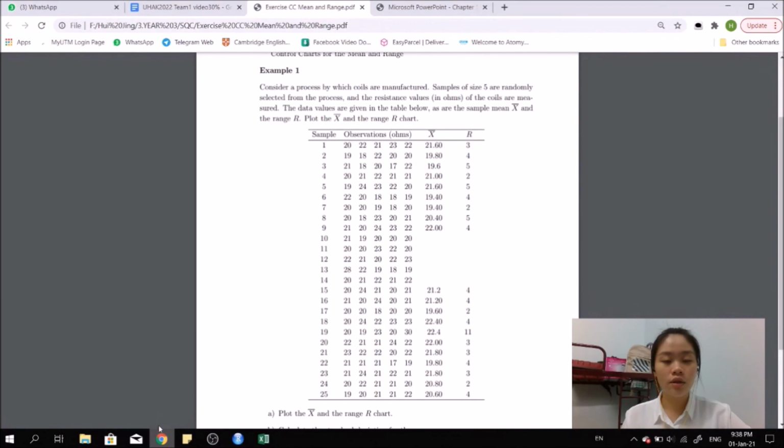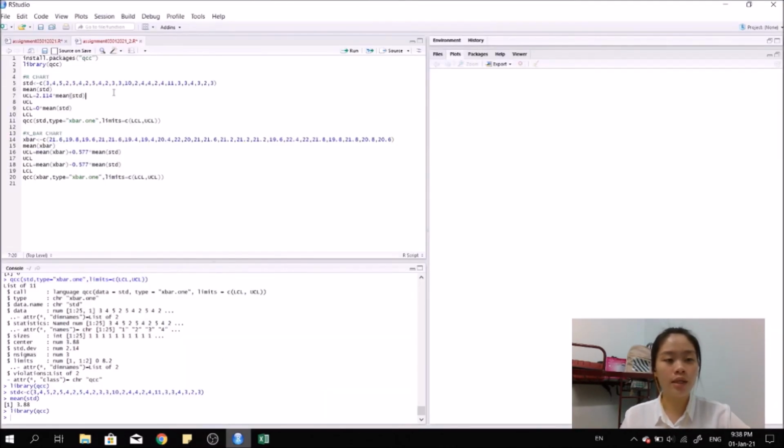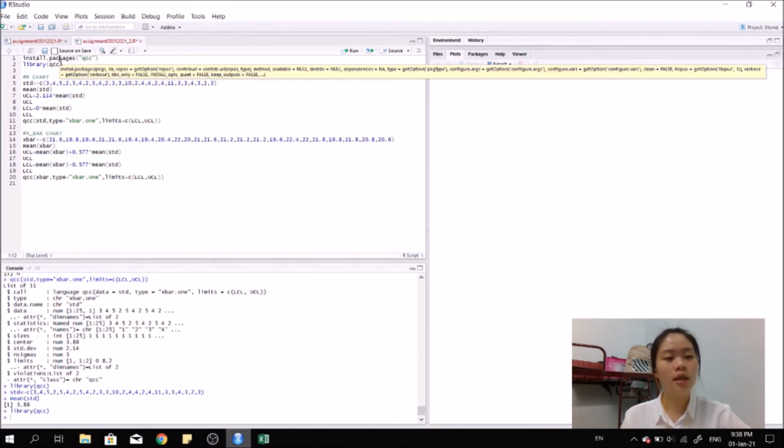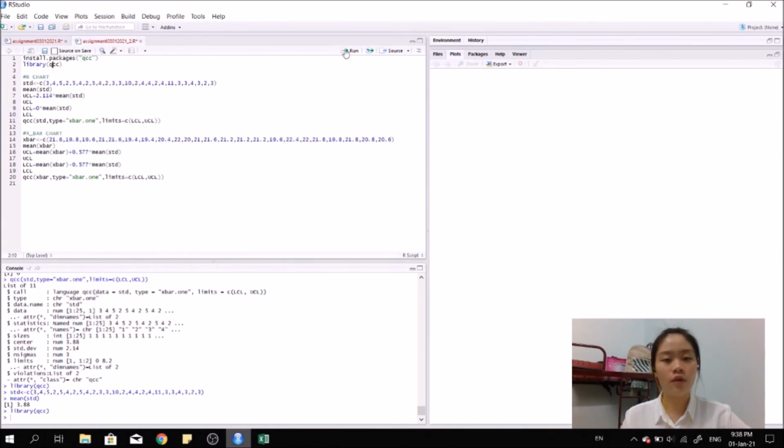This part is going to show you how to plot a bar X and the range chart by using the R programming. From the data here, we know that we have the sample of 25 and we have the value of bar X and R respectively. Now from the R programming, same method as just now, we need to install the package of QCC and then we run the library of QCC.